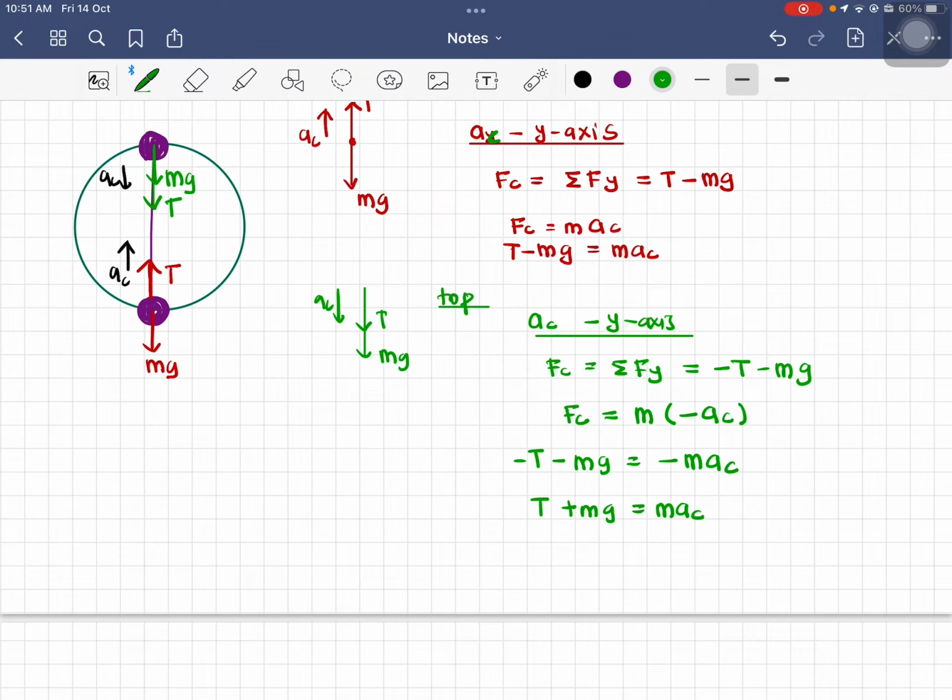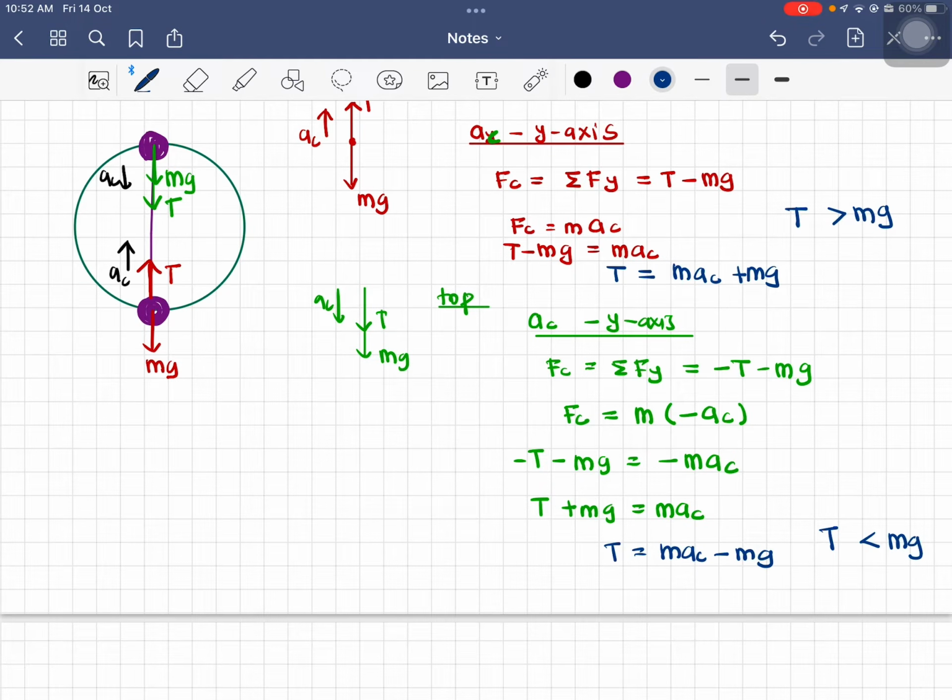Okay, now let's look at the T only. You will have this one, T is equal to MAC plus mg. And this one you will have T equal to MAC minus mg. Okay, by definition, this T mesti tension bila dia berada di bawah lagi besar daripada berat objek tersebut. Manakala tension bila dia berada di atas adalah lagi kecil daripada berat objek tersebut.